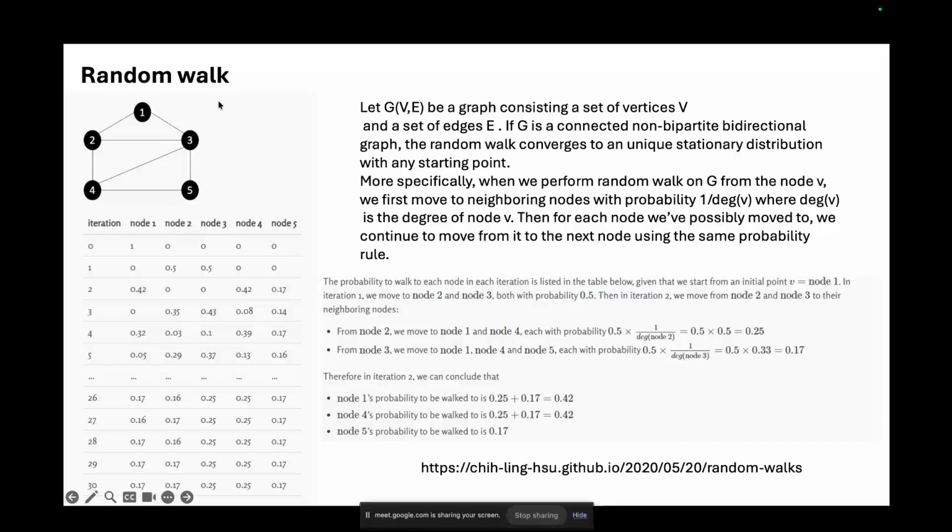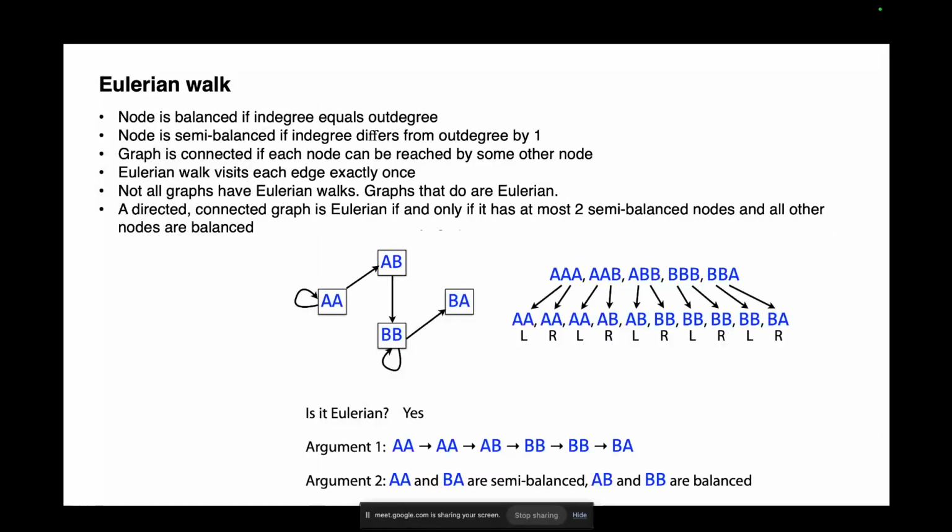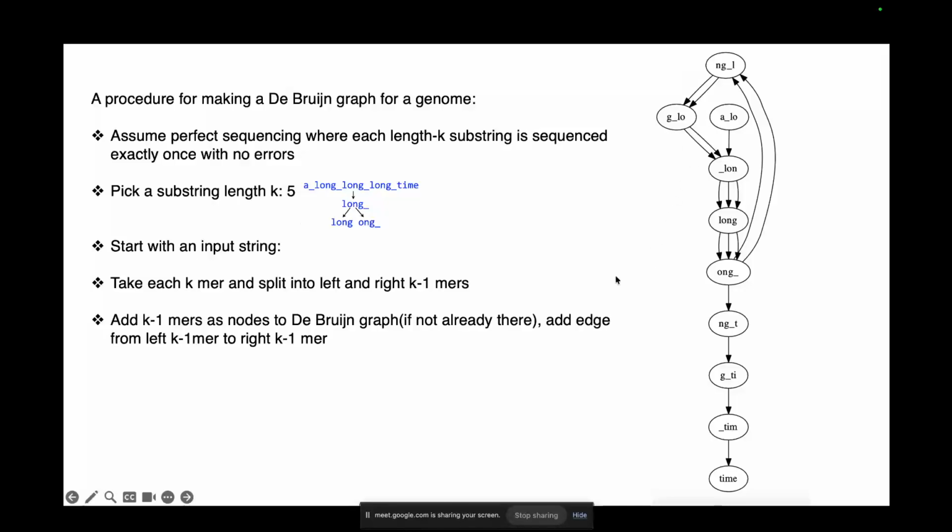Now this is a graph which does not have edge weights. In our De Bruijn graph, it will have edge weights, right? So those weights are considered while you are doing the calculation for this probability. And ultimately what we do is known as an Eulerian walk. So this is how a De Bruijn graph looks like. This is the string, and for an example, this is how a De Bruijn graph looks like, and you do an Eulerian walk on this.